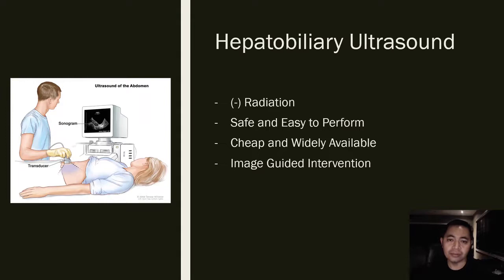Biliary ultrasound has benefited greatly the past couple of decades from technological advancements in ultrasound machines. Biliary tree ultrasound is safe and easily performed without radiation. It is cheap and widely available in most hospitals and diagnostic facilities in the Philippines. Ultrasound also opens up possibilities in image-guided biopsies and other interventions.